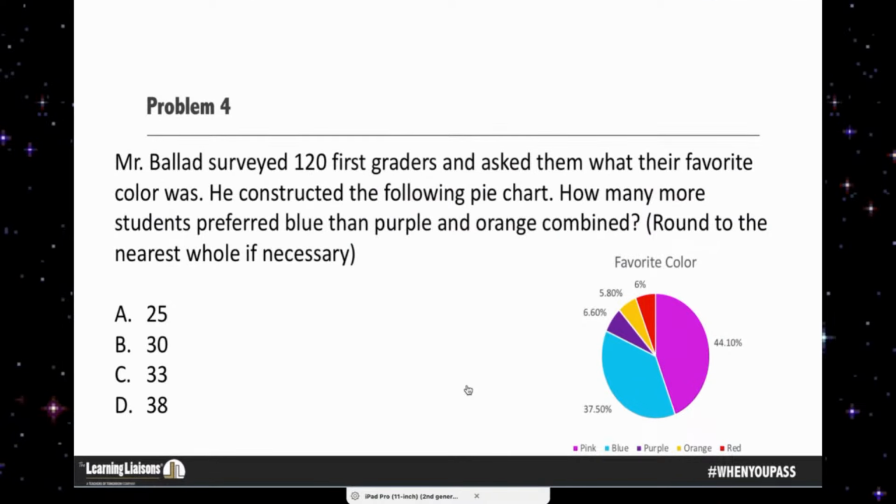Y'all, this is a fun one. Mr. Ballard surveyed 120 first graders and asked them what their favorite color was. He constructed the following pie chart. How many more students preferred blue than purple and orange combined? Round to the nearest whole if necessary.